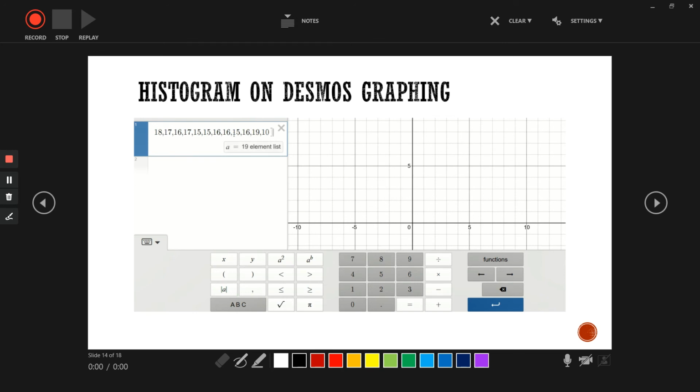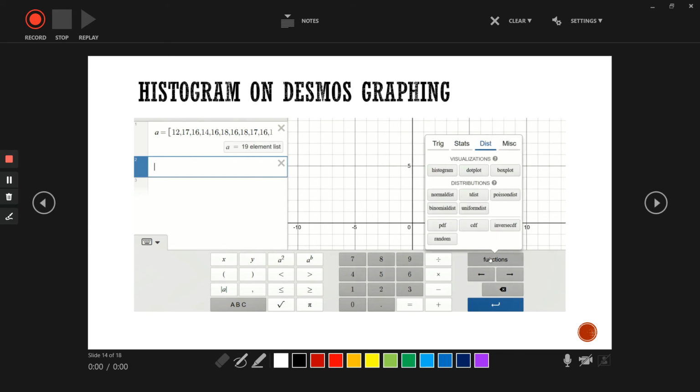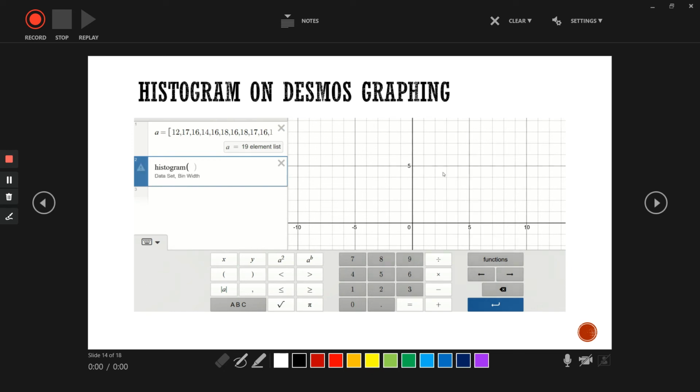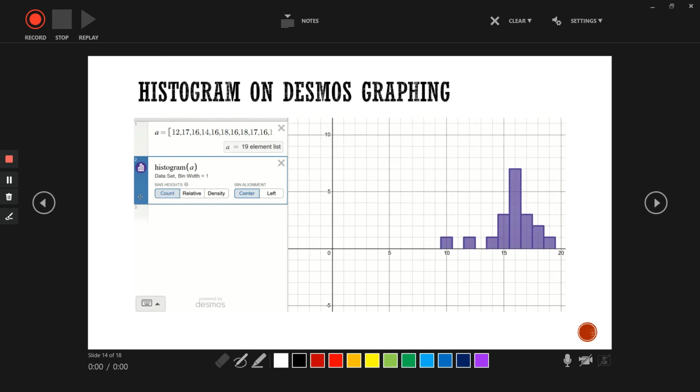Okay, good enough. All right, so over here in functions, we're going to go up to distributions, and you can see right here we have histogram. Histogram A. And again, you might have to slide your graph over to see the data. So like I had a minimum of 10, right? And there we go. There's our little histogram right there.